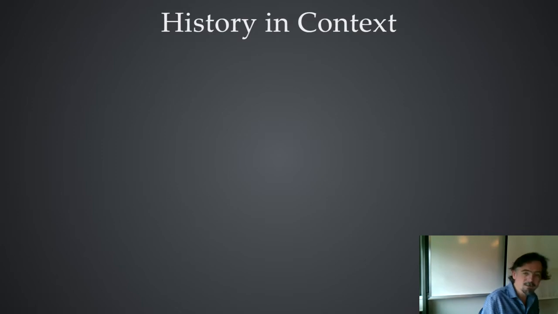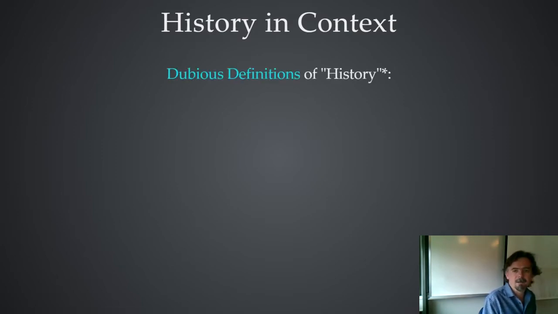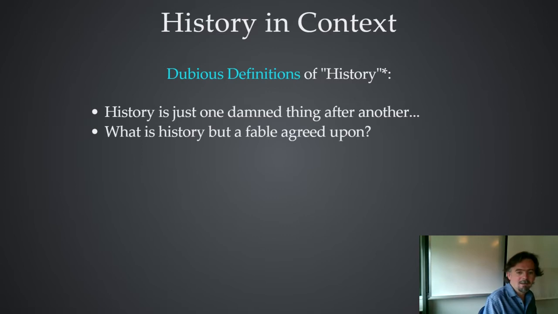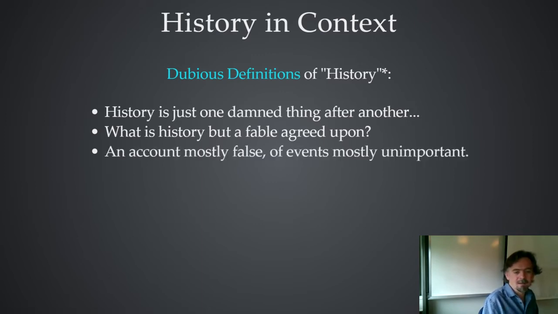Okay, so this is another historical thing, so I thought I would do some little remarks about the nature of history. There's a website that's got a bunch of definitions of what history is. They're kind of intended to be humorous, or brief little memorable phrases. I wrote some of them down for you. History is just one damn thing after another. What is history but a fable agreed upon? Because obviously there's a consensus as to what things people choose to pay attention to when they're writing histories. Another one, an account mostly false of events mostly unimportant.